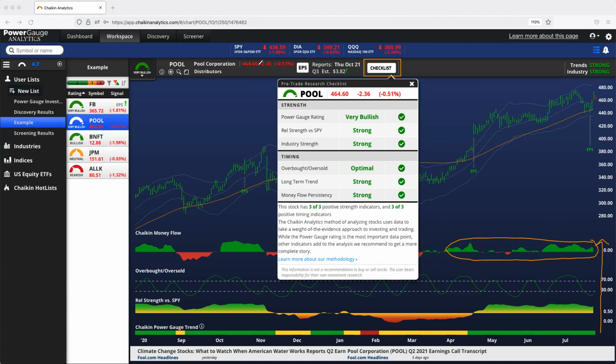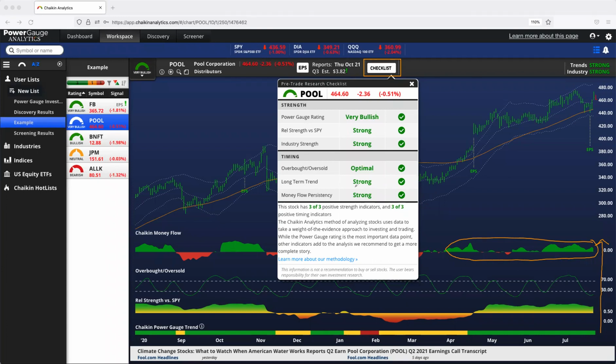We look at money flow over a period of time, what we call money flow persistency. Is it green more often than it's red over the last couple months? That's considered strong money flow. And you bet, where I circled, there's some red in there, but guess what? It's by and large green. It's green today. That is solid, strong money flow.